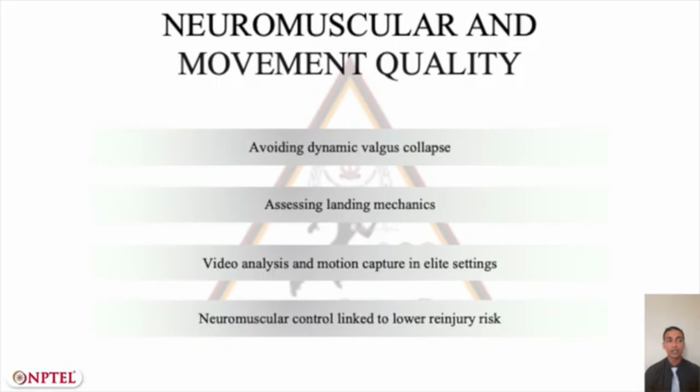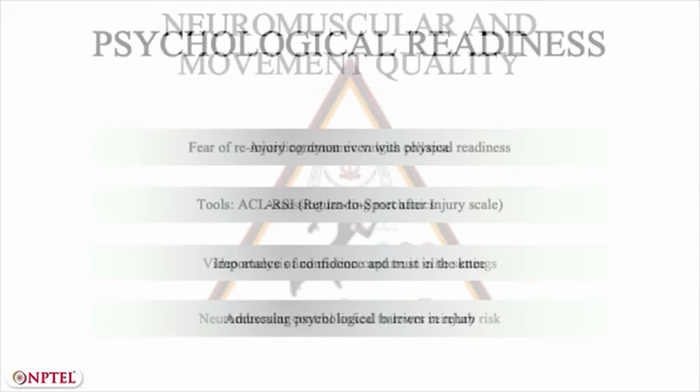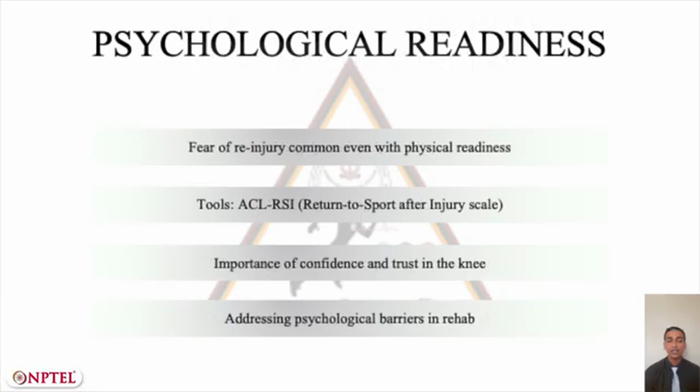Neuromuscular training, including plyometric exercises and balance training, reduces risk and improves dynamic control. We must look beyond muscle strength because strength in itself is not enough. The ability to move with correct posture will ensure lesser re-injury risk. Even if the knee is strong, fear of re-injury may prevent safe return.